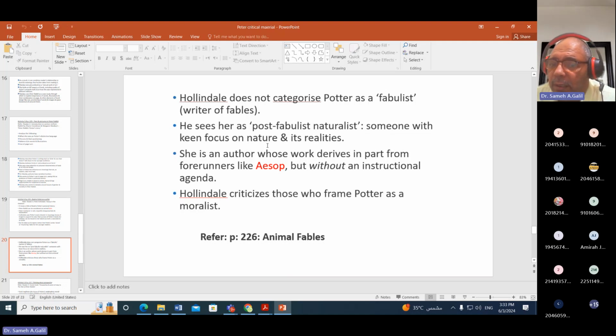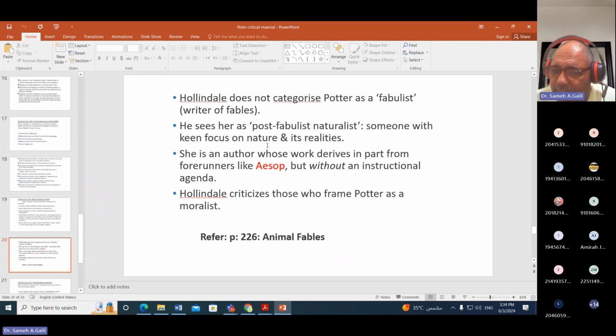So he doesn't look at Potter as a fabulist, somebody who writes fables with a moral lesson at the end. He sees her as a post-fabulist naturalist. He believes that she is an author who has this talent with animals and drawing animals, and she doesn't have a moral agenda up her sleeve, like they say. She focuses on nature and the realities of nature.